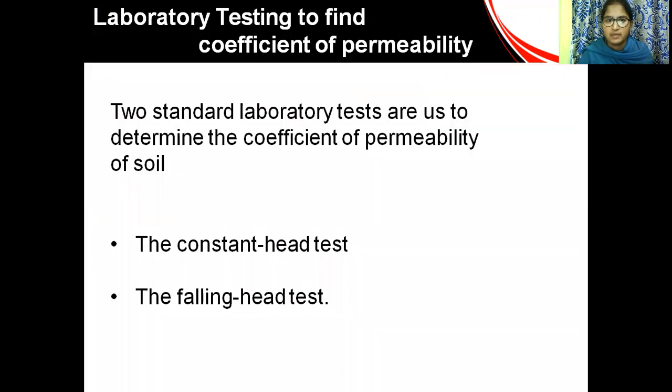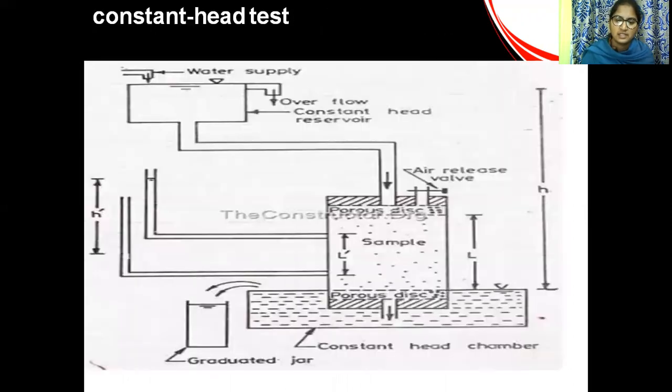In laboratory testing to find the coefficient of permeability, two standard tests are used to determine the coefficient of permeability. One is the constant head test and another one is the falling head test. The first one we can discuss is the constant head test.